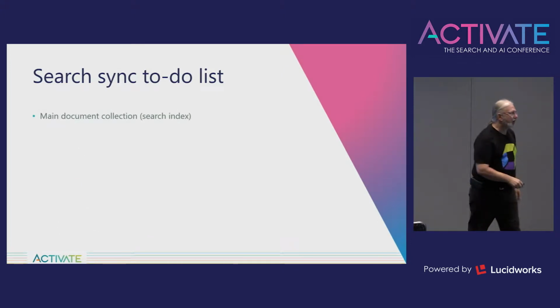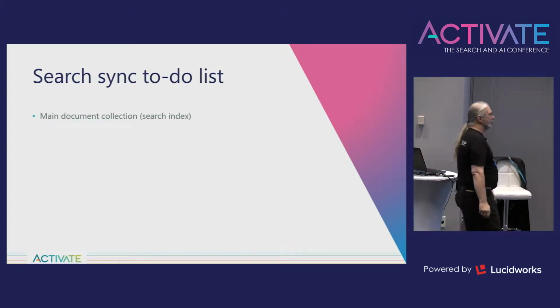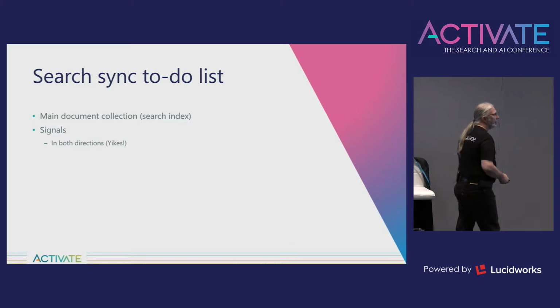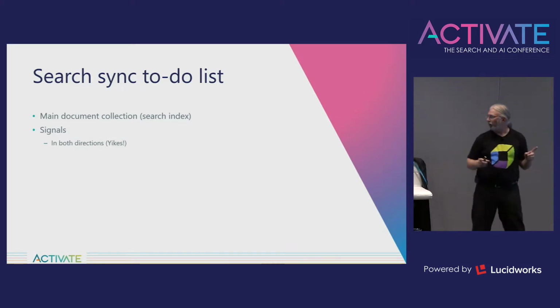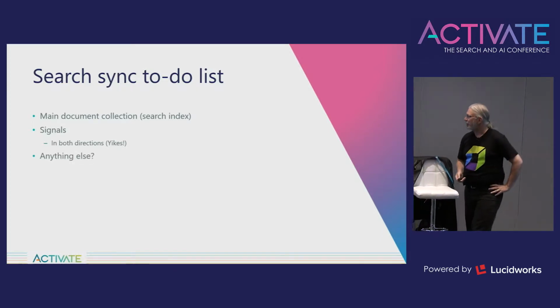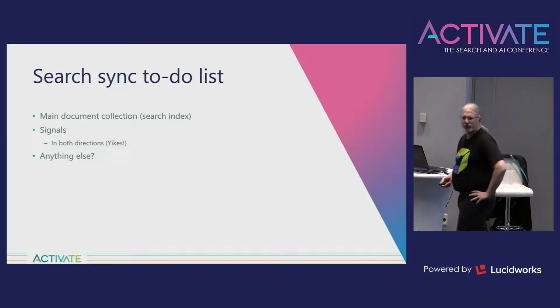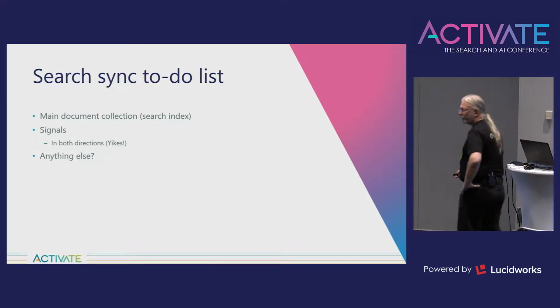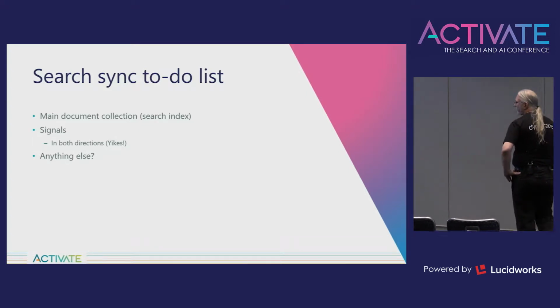So here's our search sync to-do list. We need to do the main document collection. We need to do signals, but we're getting them from both directions. Got to be bidirectional. Scary monsters. Anything else? That's a question for you guys. Anything else you can think of that we might need to sync?